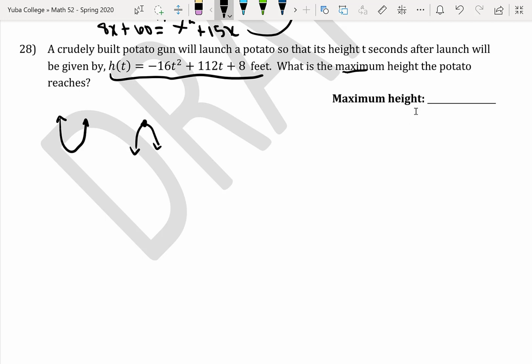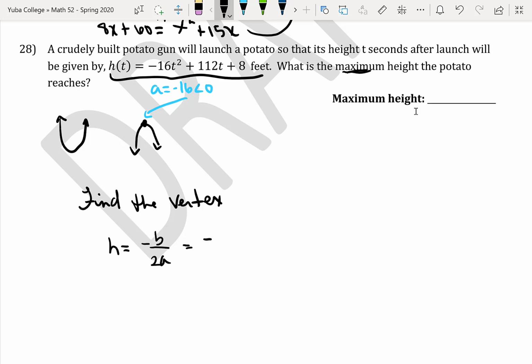So the h value of the vertex, again, is -b/2a. So this is negative. My b value is 112 all over 2 times -16. So this is -112 all over -32. Let's see if that goes in evenly. And that would equal 3.5. Okay, so the h value, in this case, we know the max is going to occur at 3.5 seconds. That doesn't tell me what the maximum is.